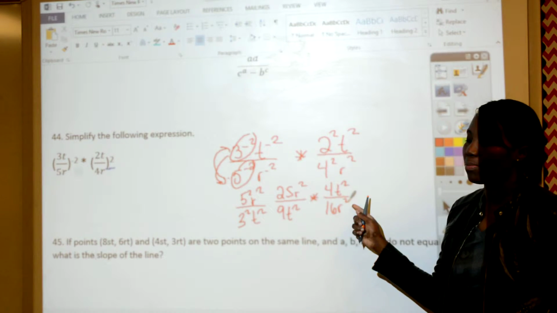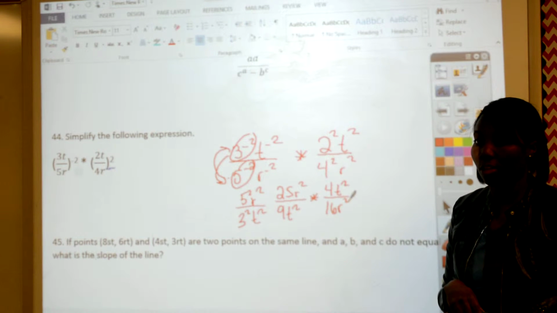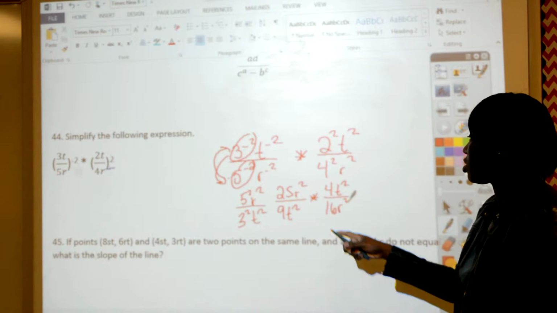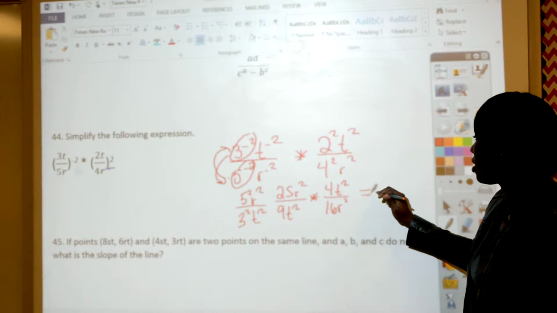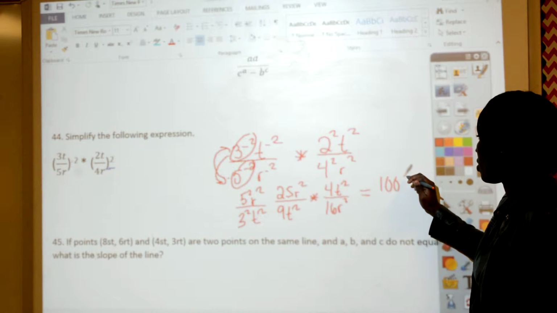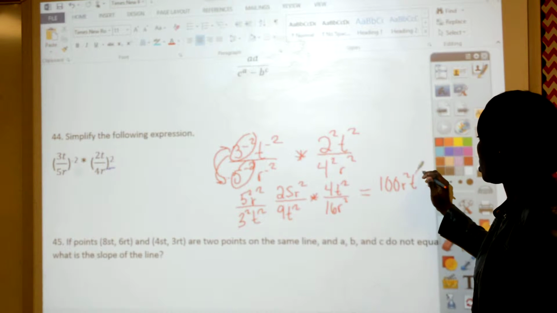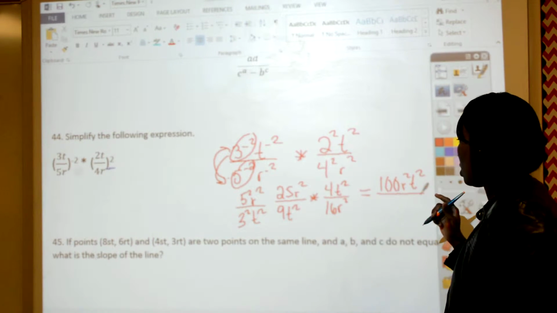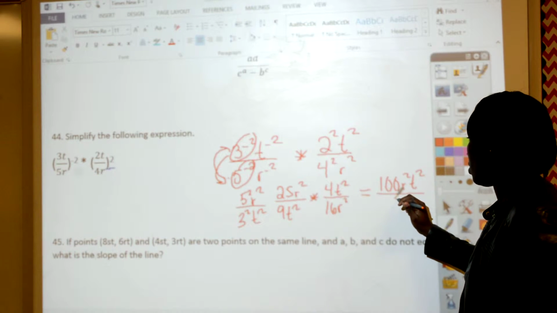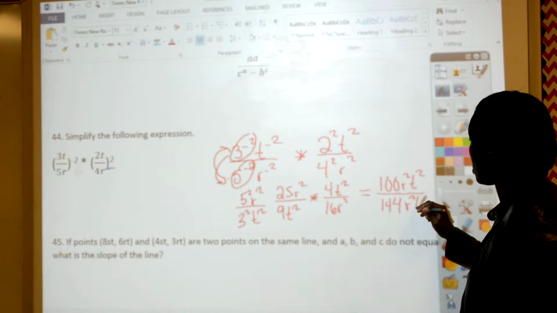And then from here you just multiply both fractions together. Remember when multiplying fractions, you multiply numerator times numerator. So 25 times 4, those two coefficients turn into 100 r squared t squared. And on the bottom, 9 times 16 turns into, I don't know, my mind was blank. 54, 34, 144. R squared, T squared.